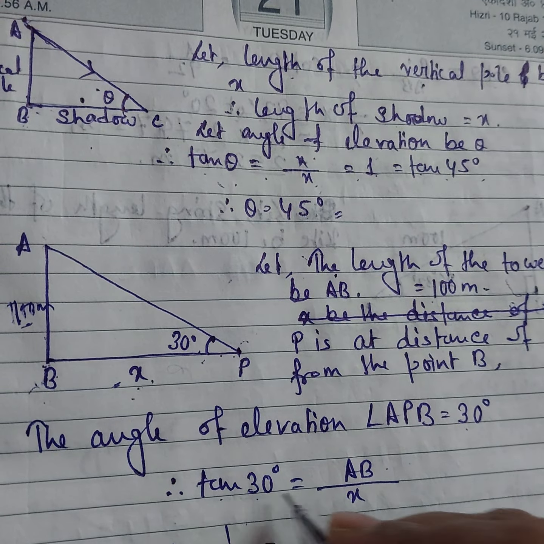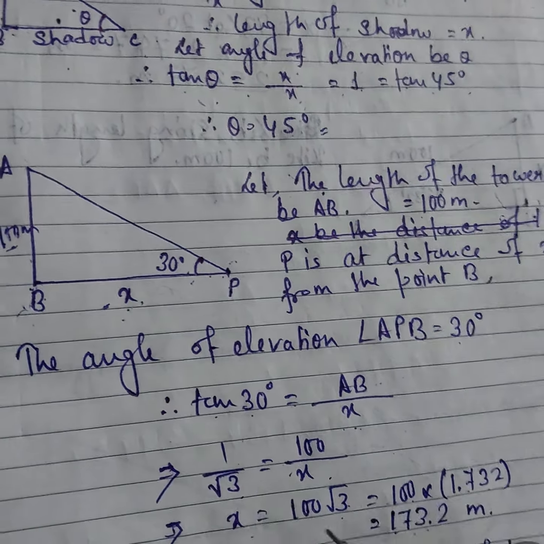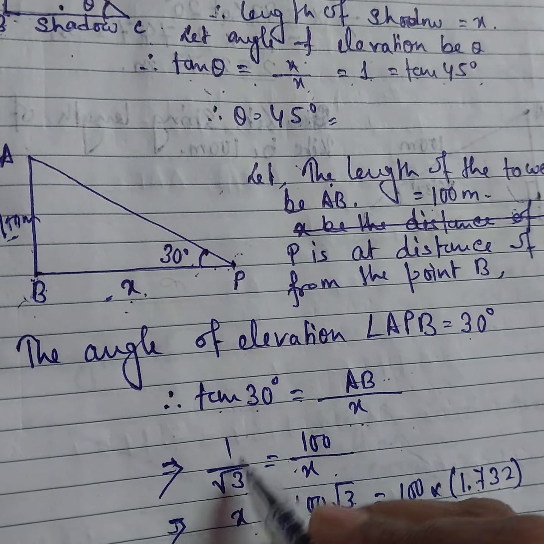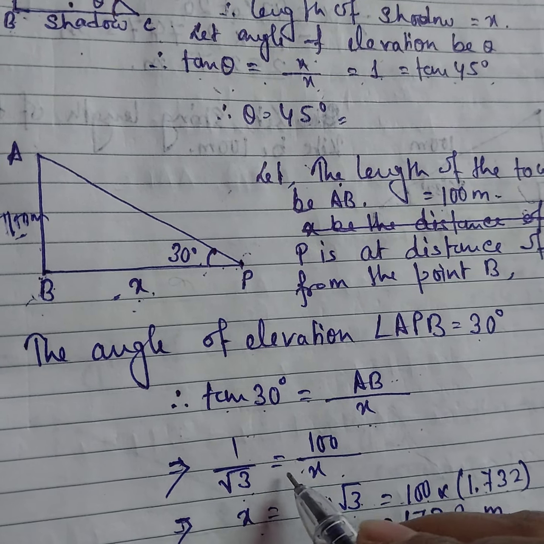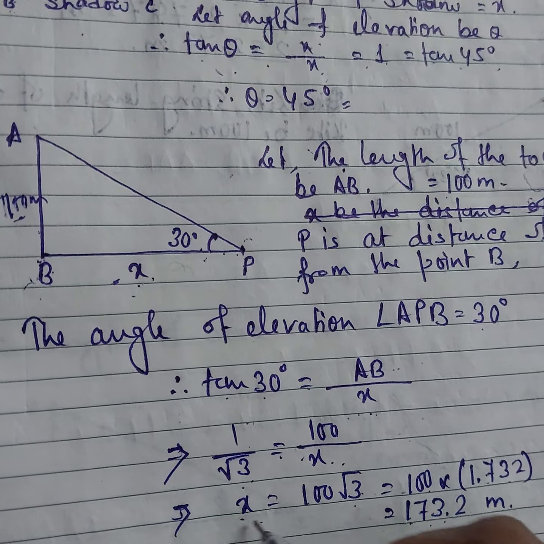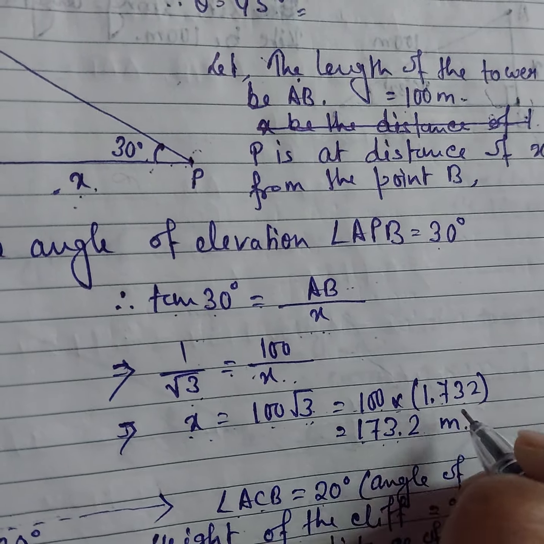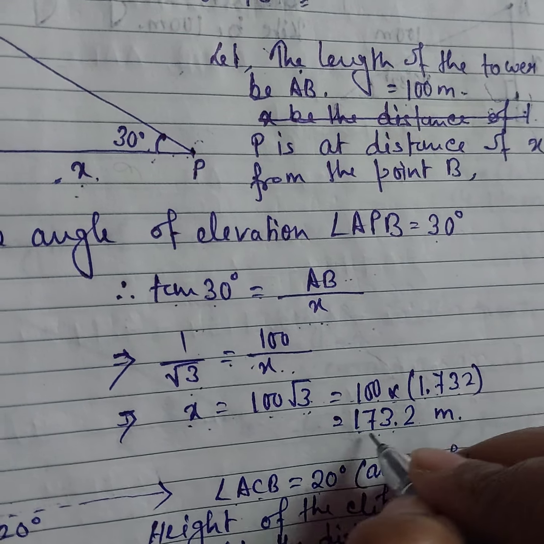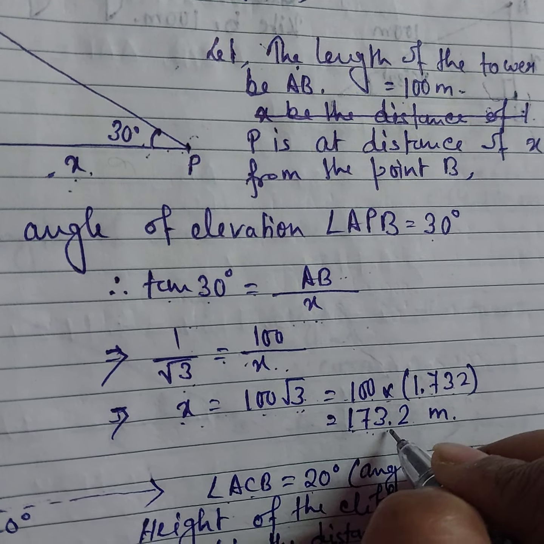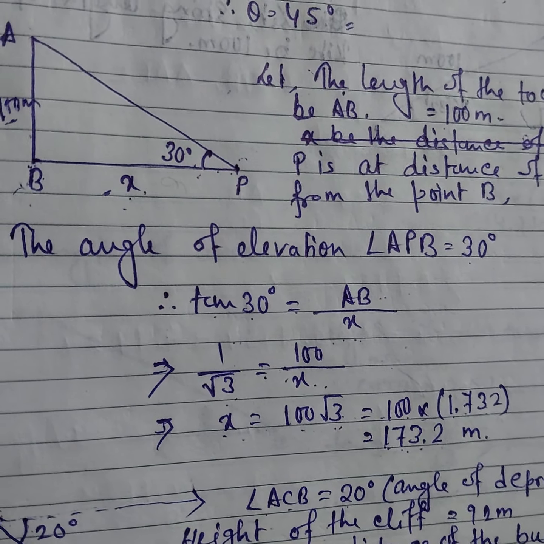So tan 30 degrees is equal to AB by x, perpendicular by base. Put the value of tan 30 degrees, that is 1 by root 3, equal to 100 by x. Therefore x equals 100 into root 3, that is 100 into 1.732, that is 173.2 meters. Okay, hope you can understand.